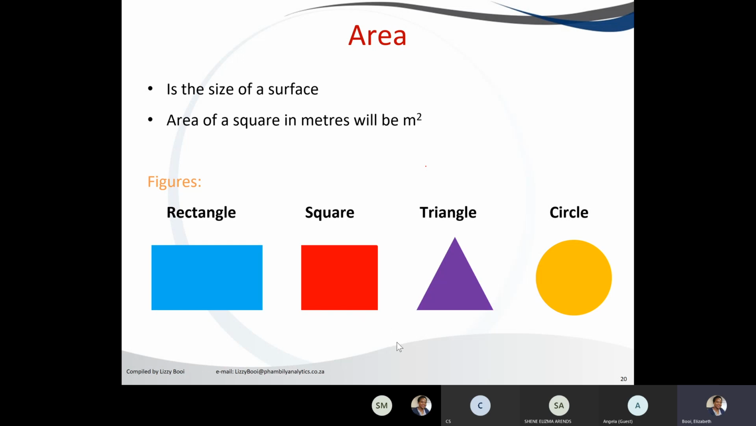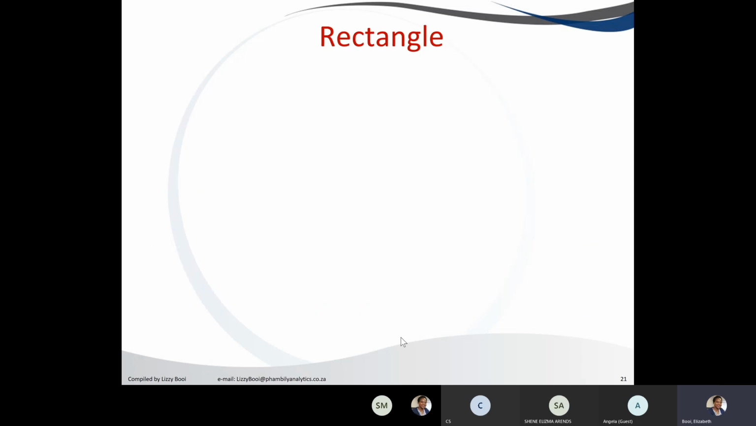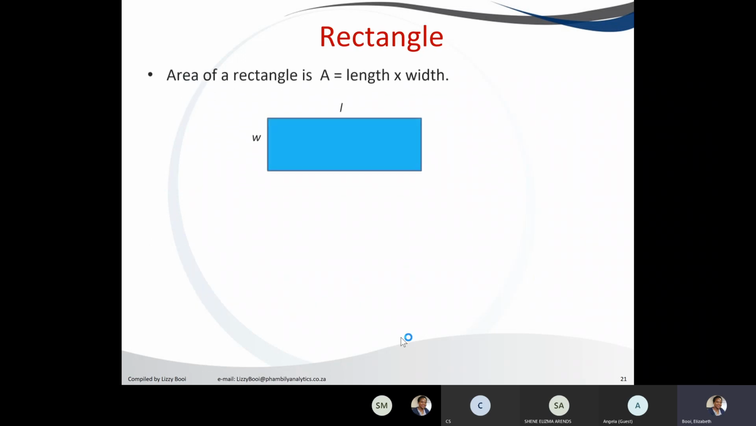Remember, when we calculated the perimeter, we also calculated it for the regular shapes. Similarly with the area, we will be calculating the inside part: this blue shaded area, the red shaded area, the purple shaded area, and the yellow shaded area. Before, we were just calculating the outside part without looking at what is inside. At a later stage, we are also going to learn how to calculate for the irregular shape or the composite shape. So let's start calculating the area of a rectangle.